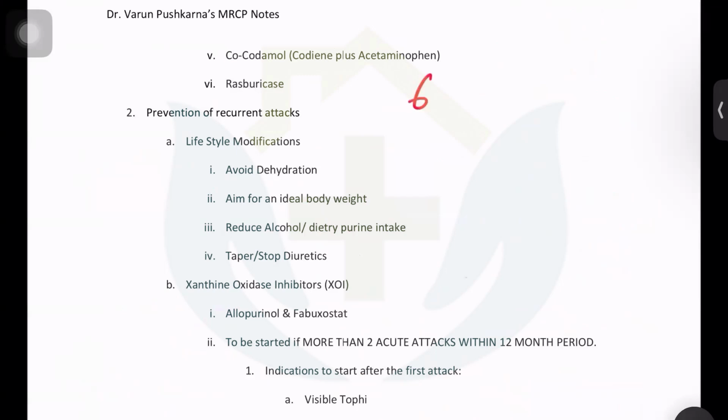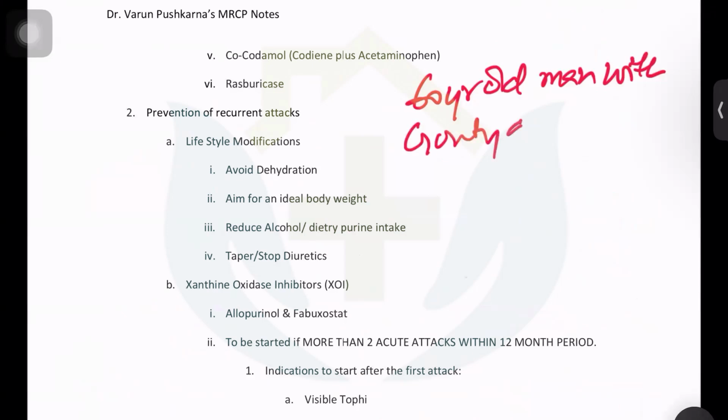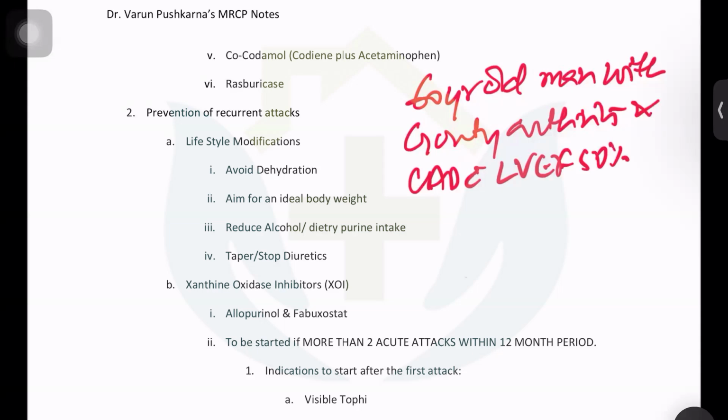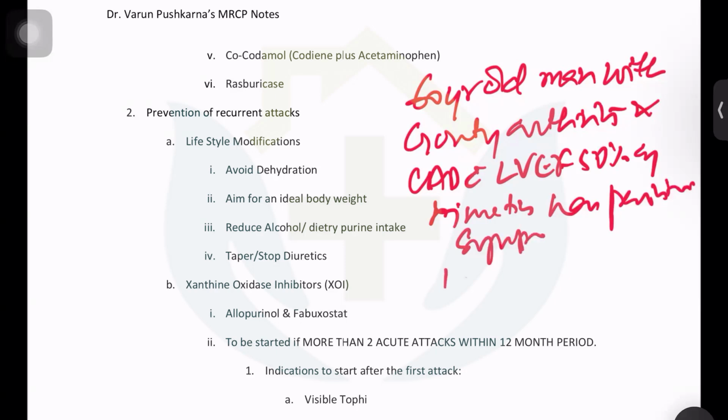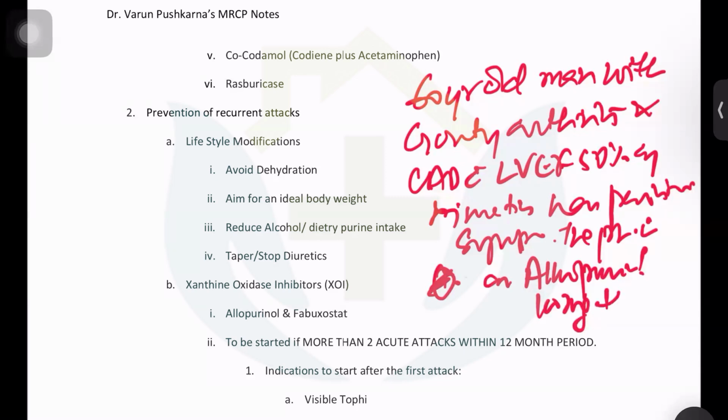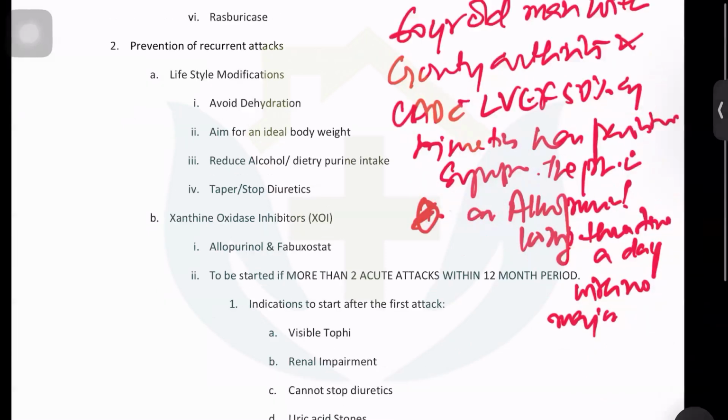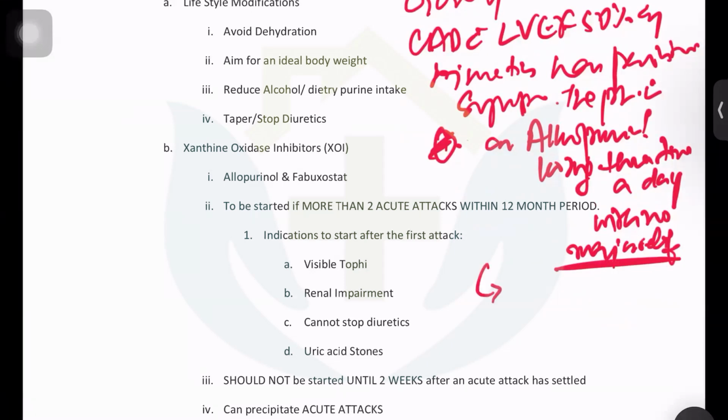There was another question: a 60-year-old man with gouty arthritis and coronary artery disease with LVEF of around 50% on diuretics has persistent symptoms. The patient is on allopurinol 100 milligram 3 times a day with no major relief. So the patient has chronic gout with no major relief. What is the next best step?